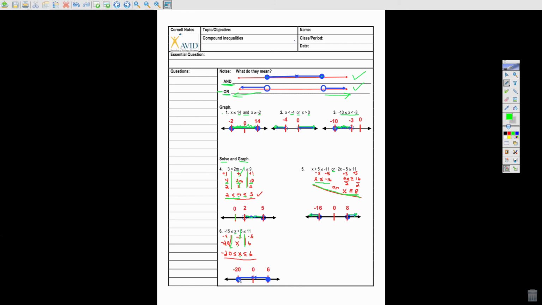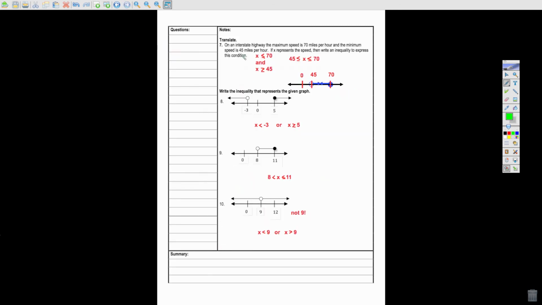We have x in the middle here. So when we graph this, you got negative 20 out here. It's less than or equal to, greater than or equal to, so they're both going to be solid circles. And x is in the middle, so that's where we shade in the middle. Going to the next side of the notes.